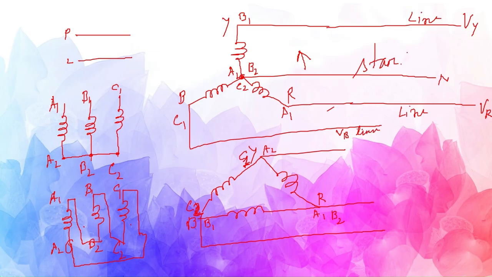Now, what is this line voltage? Line voltage is the complete voltage across this, let's say VYR. This total voltage is called line voltage. Now this is also a voltage, like VYN from here up to this point, and VRN from this to this. So these voltages VRN and VYN are called phase voltage.